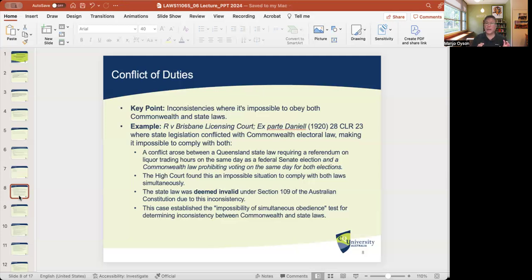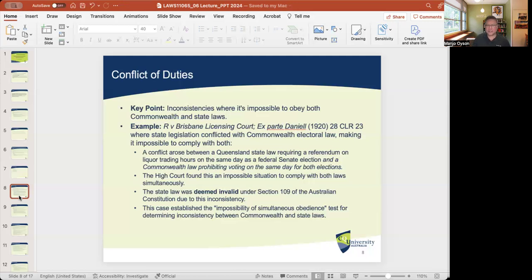And here you have a scenario where it is very difficult for a person to comply with both laws, given the fact that the Commonwealth prohibited voting on the same day for both elections, for the state referendum in Queensland and the federal election. So it was impossible because if a person voted in both, because it is a legal duty to vote in a federal election, it would have meant that a person would be in breach of at least the Commonwealth law. And for this reason, given this kind of inconsistency, which made it impossible for a person to comply with both laws, the state law was deemed invalid because of the inconsistency.